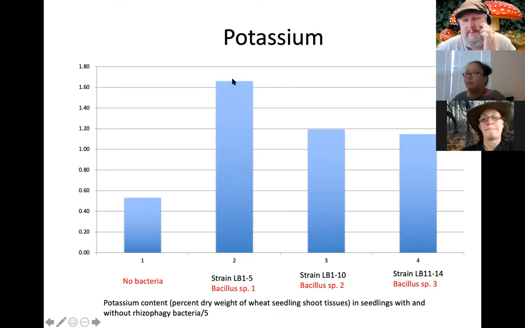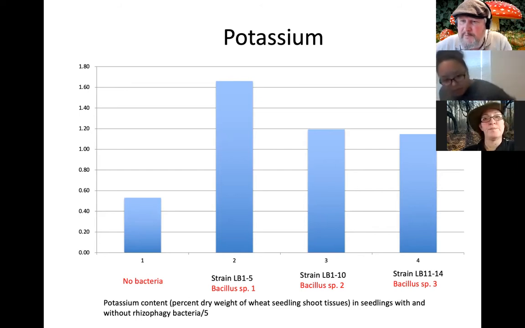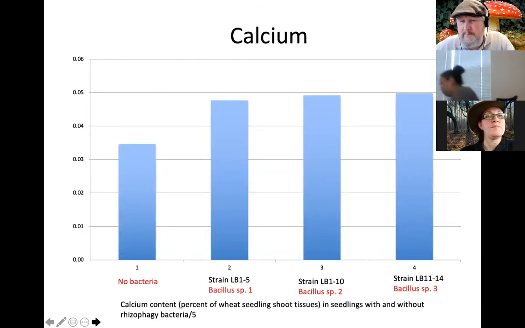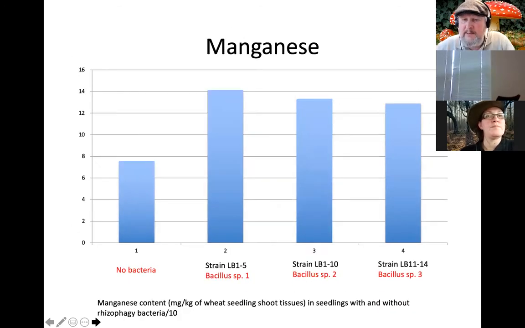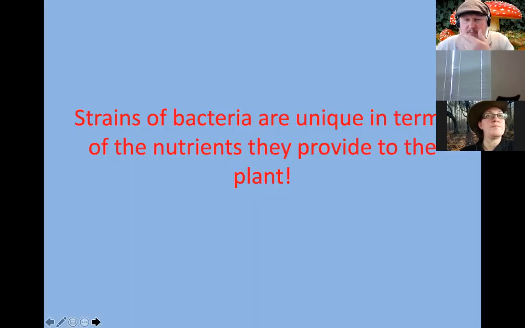And we think that's important because potassium is one of the nutrients that you would expect to come out of these microbes right out of their cytoplasm when they're being oxidized. They leak potassium. That's one of the first nutrients. But you see different microbes give you different amounts of potassium, and that's an important phenomenon. Calcium. Okay, you can see microbes deliver sulfur. Microbes deliver more than without. Manganese. Microbes are delivering more. Magnesium, zinc, and so forth. And strains are unique. Not all strains of microbes are equal in terms of the nutrients that they deliver.